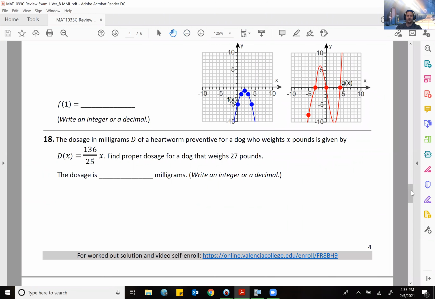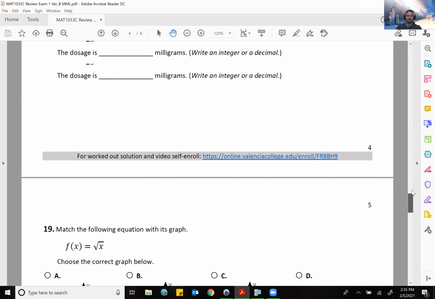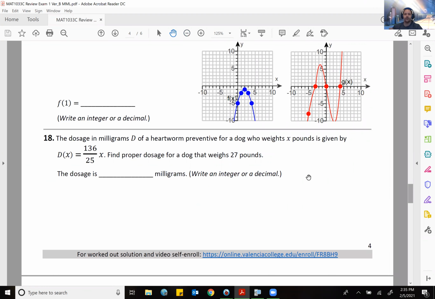All right. So number 18. Number 18 says the dosage in milligrams, D, of a heartworm prevention for a dog who weighs X pounds is given by that equation. D of X equals 136 over 25 X. Find the proper dosage for a dog that weighs 27 pounds.